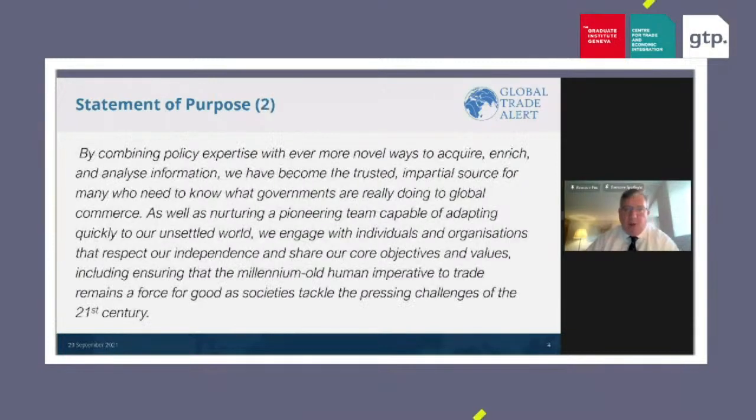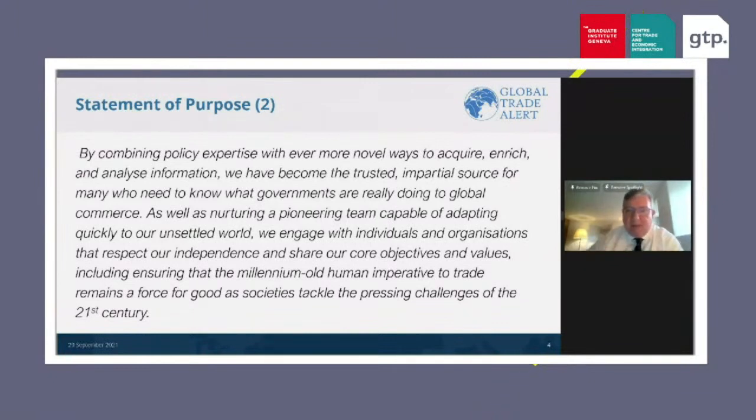In terms of how we go about doing this, turning from the goals to the core competence of the organization, we combine trade policy expertise with novel ways to acquire, enrich, and analyze information on public policy changes. Our goal is to become a trusted, impartial source of information for the many who are interested in knowing what governments are really doing to global commerce, not what they say they are doing.